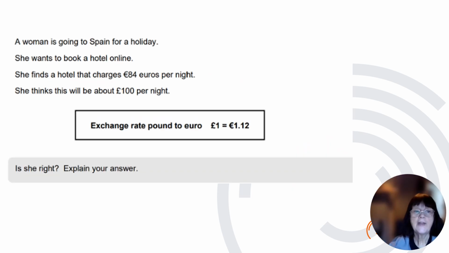Okay, so we have another functional skills past paper question. A woman is going to Spain for a holiday and she wants to book a hotel online. She finds that a hotel charges 84 euros per night. She thinks that will be about £100 per night. And what you know is the exchange rate pounds to euros is £1 is 1.12 euros. So can you answer this question? Pause the video and have a go, and then we'll look at it together.